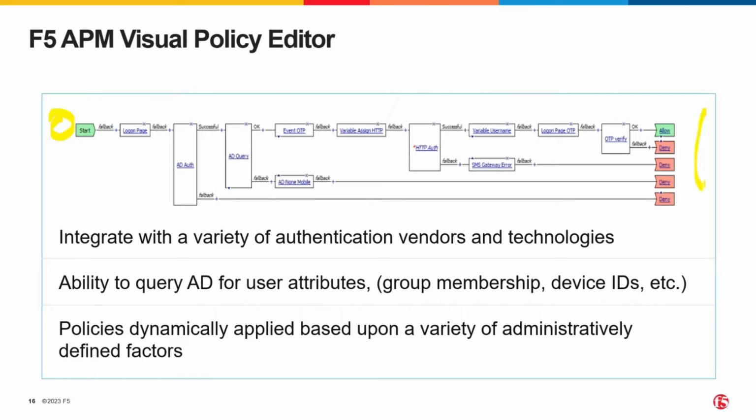We have some endings right here. And then everything that happens in between depends on our configuration. So what are we doing with this? In this case, for example, I want to show the user some kind of login page, right? So I'm showing it to the client. Then I want to authenticate the user against my local Active Directory, ADAuth.